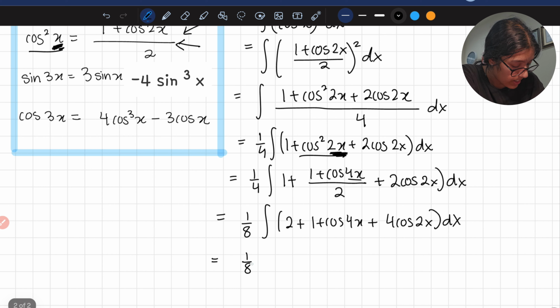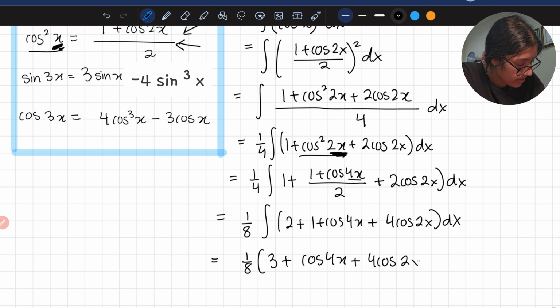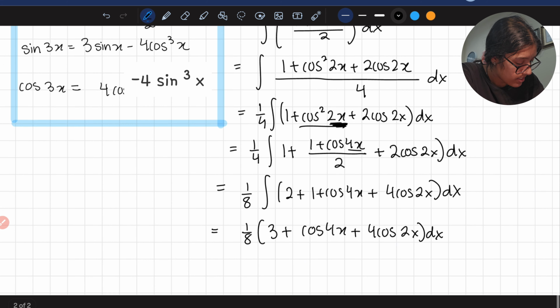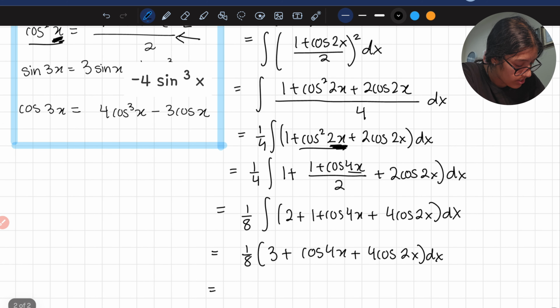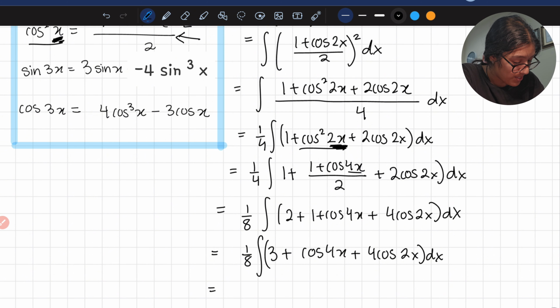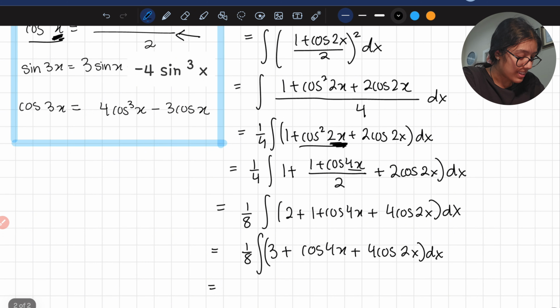So we have 1/8. I'm going to simplify what's inside. 2 plus 1 is going to be 3. 3 plus cos 4x plus 4 cos 2x dx. And I forgot that integral sign. It's been a long day, guys. But yes, integral of 3 plus cos 4x plus 4 cos 2x dx.